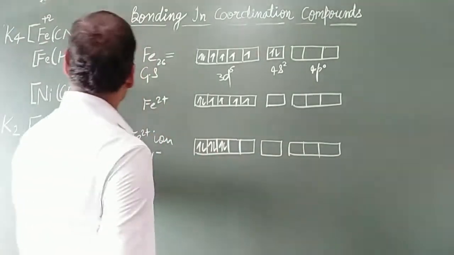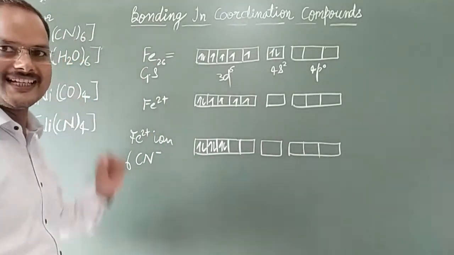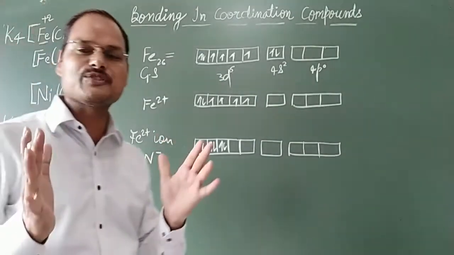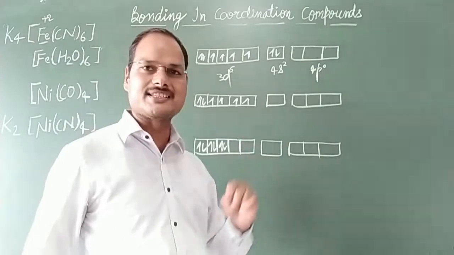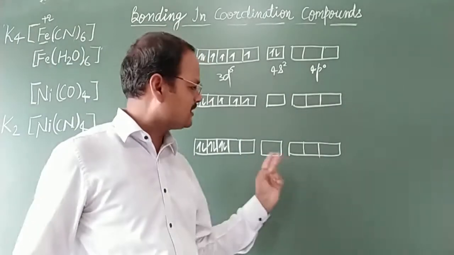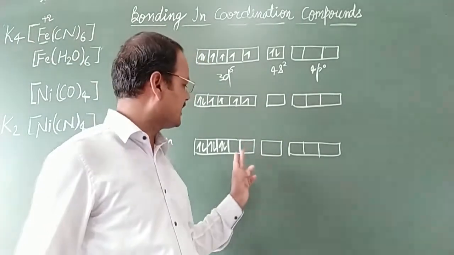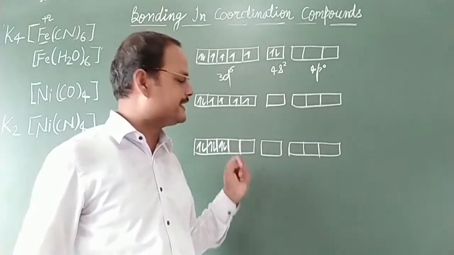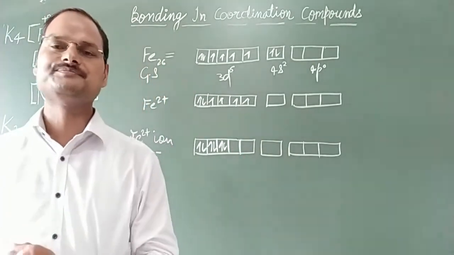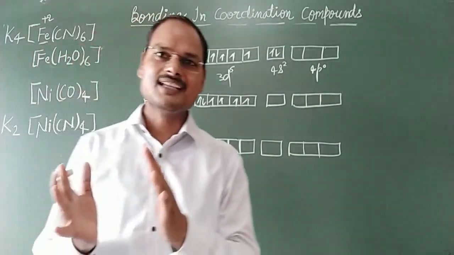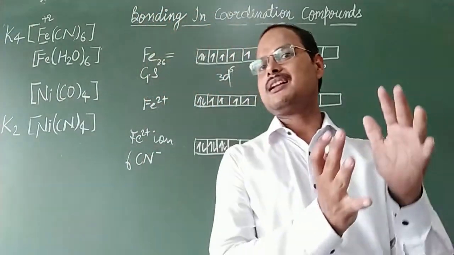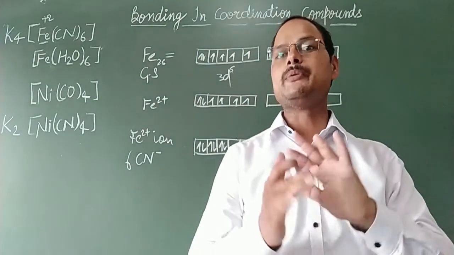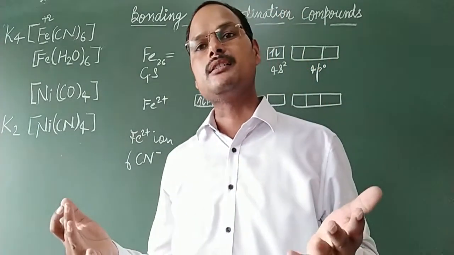Now, if the bonding, here you can see there are 6 CN-. It means 6 vacant orbitals are required. So 6 vacant orbitals you can see: 3 of p, 1 of s and 2 of 3d. 6 orbitals are available. But in this case, if CN- ligand bonds with the central metal ion or atom, there will be unequal type of bonding.